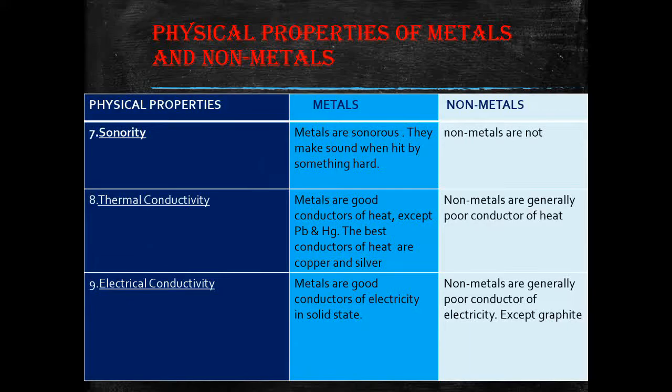We can also differentiate between metals and non-metals on the basis of thermal and electrical conductivity. Metals are good conductors of heat and electricity, whereas non-metals are poor conductors of heat and electricity. There are few exceptions when it comes to conductivity. Lead is a poor conductor of heat. Similarly, graphite, which is a non-metal, is a good conductor of electricity. So, physical properties of metals and non-metals is complete.